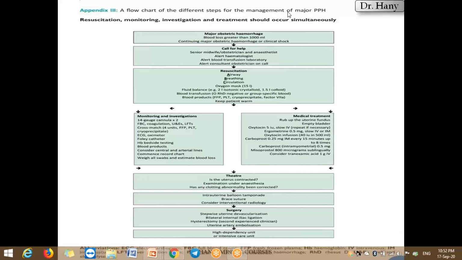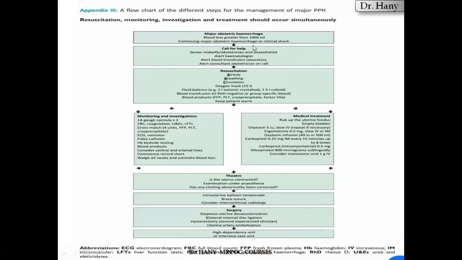A major obstetric hemorrhage, more than 1 liter: call for help. Who will come? Senior midwife, senior obstetrician, anesthesia, hematology, blood bank, and laboratory. What will you do? Start resuscitation: airway, breathing, circulation, and fluid management. The fluid management will be 2 liters crystalloid and 1.5 liters colloid, and blood transfusion, O negative, K negative blood, until the cross-matched blood is there. After that, you will give the deficient components according to the parameters. I will speak about this within a few seconds.